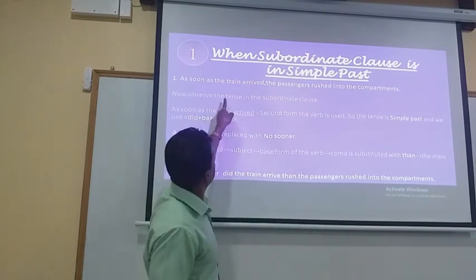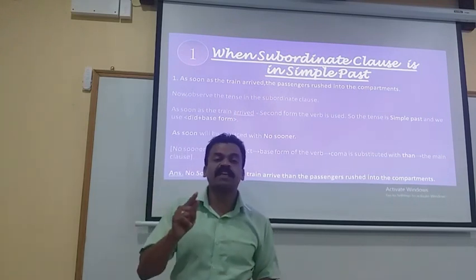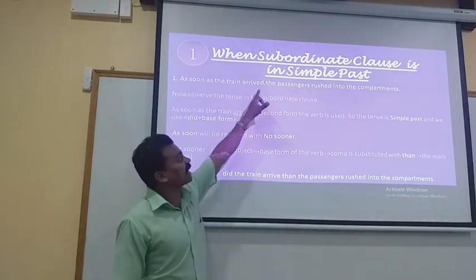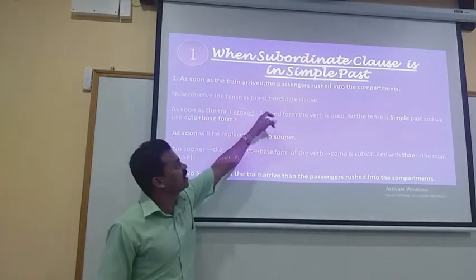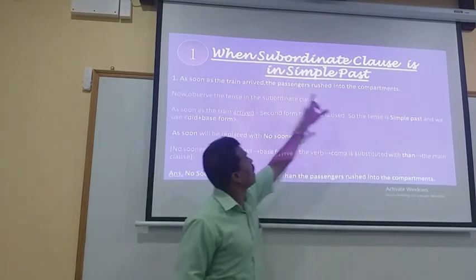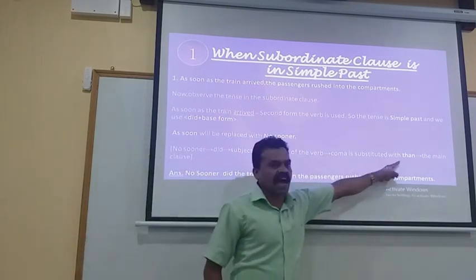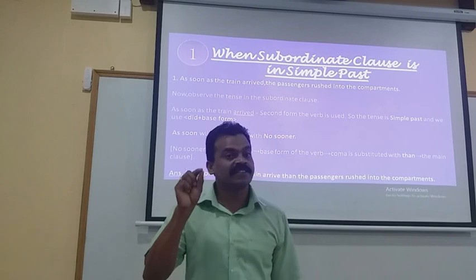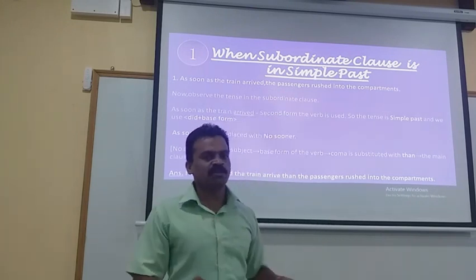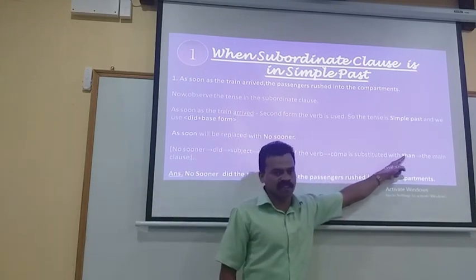With the as soon as statement, the clauses are always separated by a comma. The subordinate clause is separated from the main clause. That is what we saw here. As soon as the train arrived, the subordinate clause is separated from the main clause, the passengers rushed into the compartment, with a comma. And this comma will be replaced with than. Please listen to the word. It is than, not then. T-H-E-N is then. So what is supposed to be used with no sooner is than, not then. So please note the spelling of it.